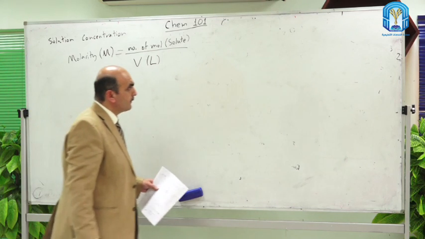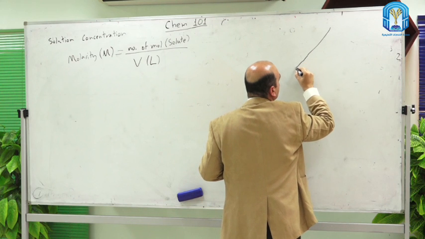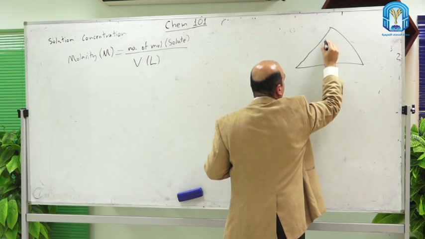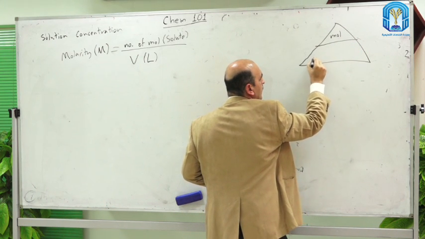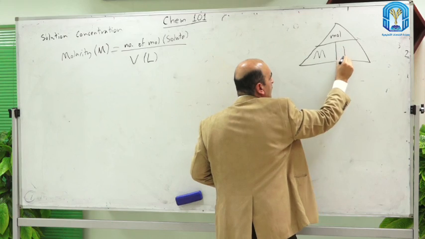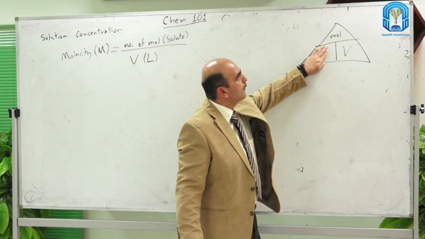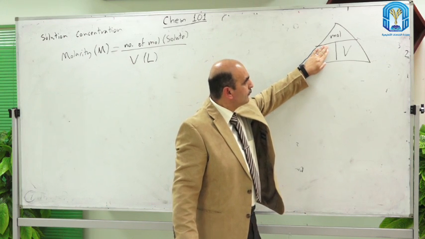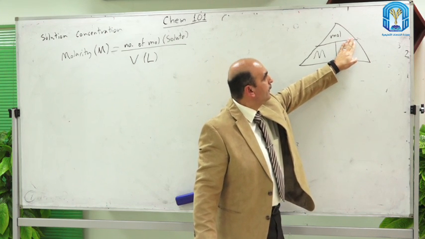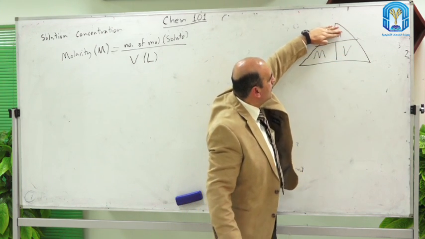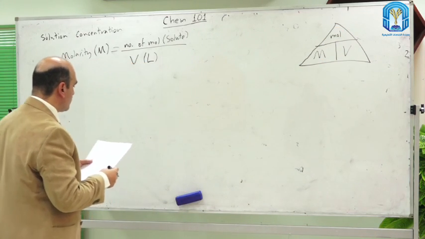Actually, here we can draw this triangle. We put moles on the top, and we put M molarity and V in the bottom of the triangle. So if you want the molarity, it's equal to moles over volume. And if you want volume, it is number of moles over molarity. And if we need moles, it is equal to molarity times volume. Here I'll give one example.